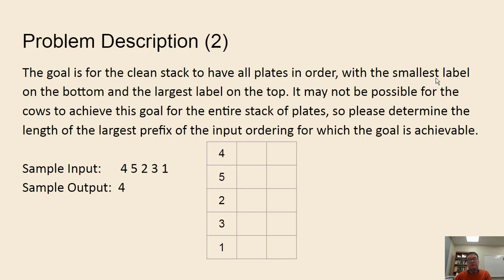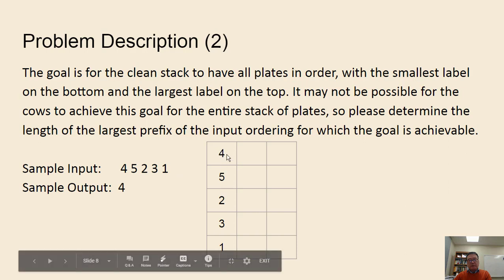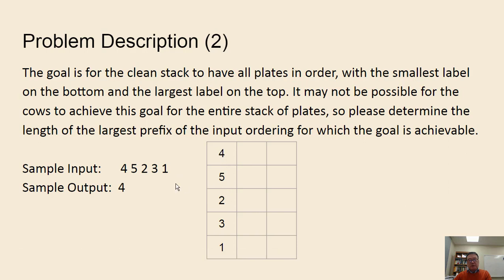So it may not be possible to handle all the plates so that they will be placed in order. The question asks us to determine the length of the longest prefix of the input for which this goal is achievable. So this is the sample input. We have 5 plates in this order, and the output is 4.